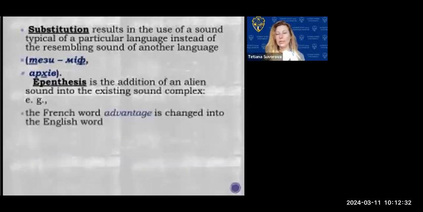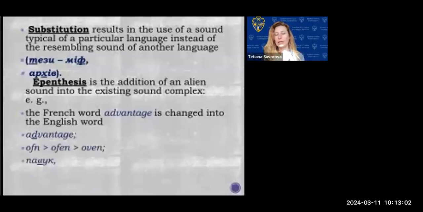And the process of epenthesis is the addition of an alien sound into the existing sound complex, also to create and preserve the melody of language. The French word avantage, without d, is changed into advantage, so d is added. Well, often or often, and in Ukrainian, pavuk instead of pauk, because au is quite difficult for pronunciation, creates some additional effort, and it is easier to pronounce when we have an additional sound here. Hispania, also for melody of language.